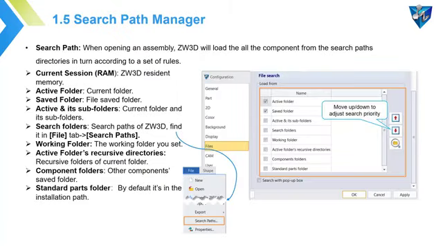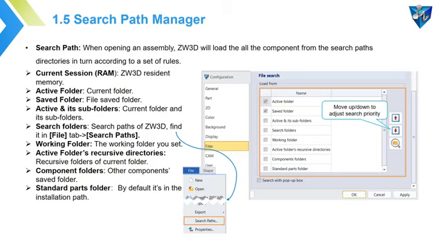And the last one is Search Path Manager. So what does it do? Okay, now let me explain. As you know, when opening an assembly, ZW3D will load the components one by one according to rules. And the Search Path Manager is the tool we can use to set the rules. You can decide the file search paths and prioritize them.